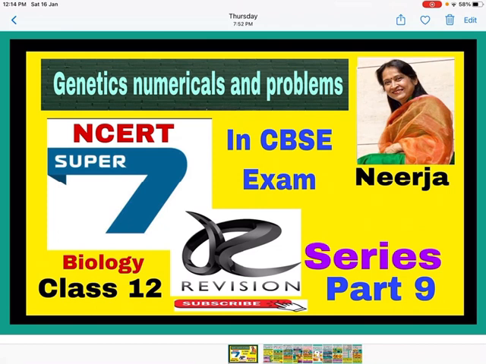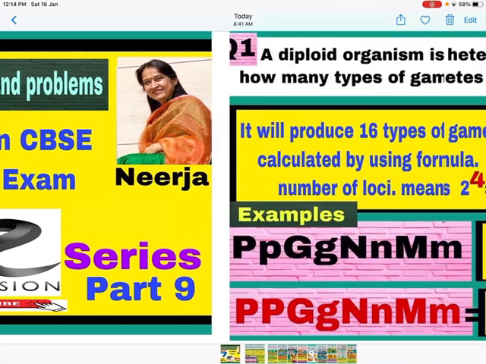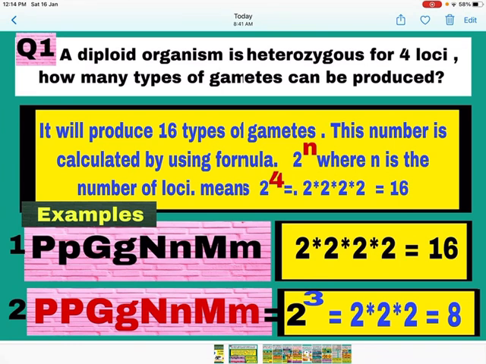This is the 9th video in which I am going to discuss numericals and problems based on genetics which are given in NCERT book. Question number 1. A diploid organism is heterozygous, meaning having two different alleles of a particular gene. So here a diploid organism is heterozygous for 4 loci. How many types of gametes can be produced? Answer is it will produce 16 different types of gametes.